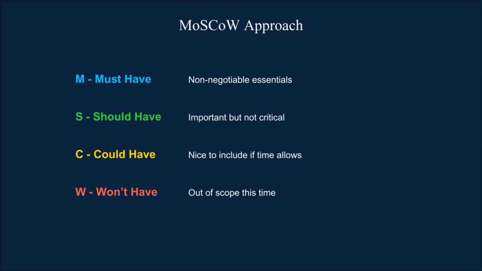Next, we talk about could have. These are nice to have. If time and resources allow, you add them. If not, they don't hurt the project. In a banking example, a dark mode interface or custom themes could be considered could haves.